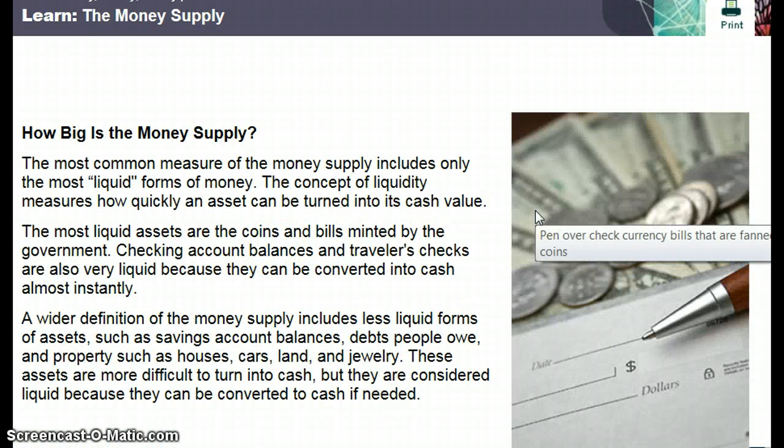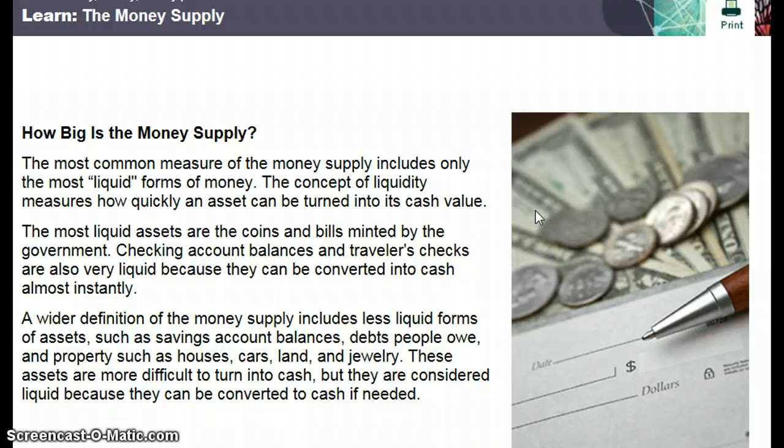The most common measure of the money supply includes only the most liquid forms of money. The concept of liquidity measures how quickly an asset can be turned into its cash value. The most liquid assets are the coins and bills minted by the government. Checking account balances and traveler's checks are also very liquid because they can be converted into cash almost instantly.